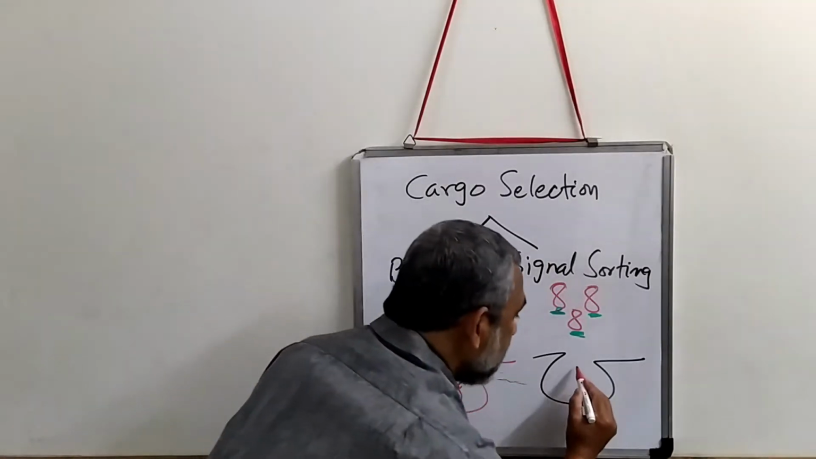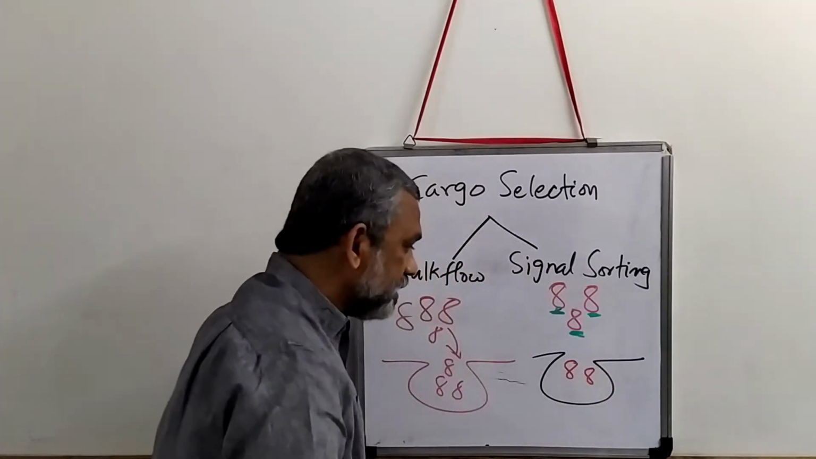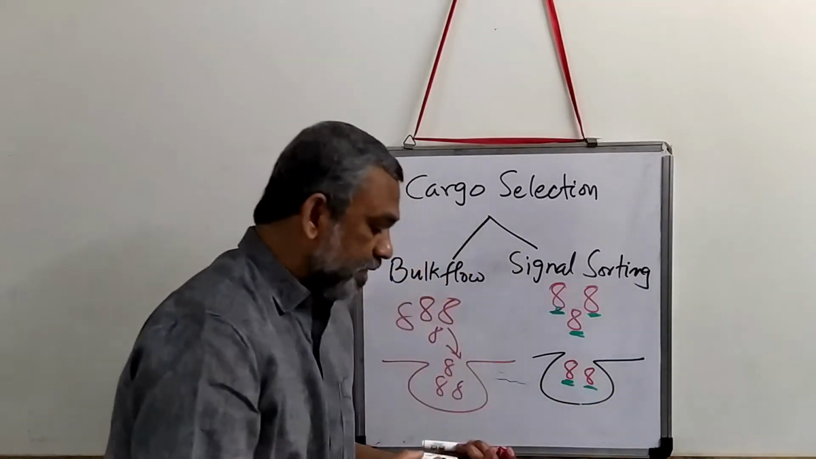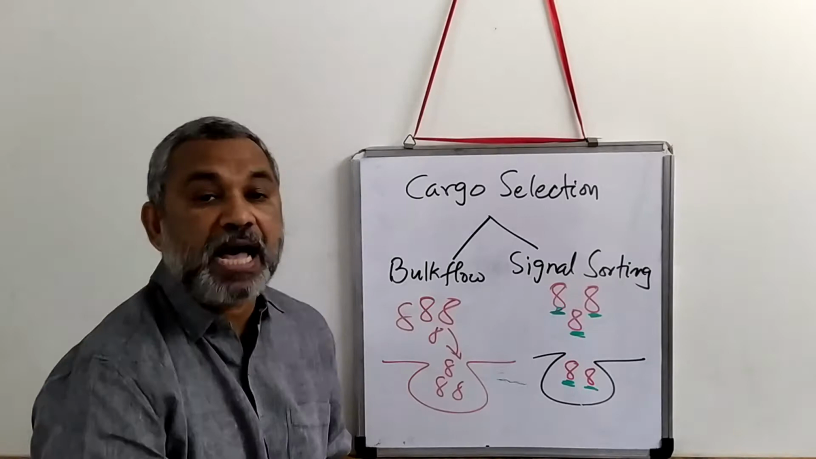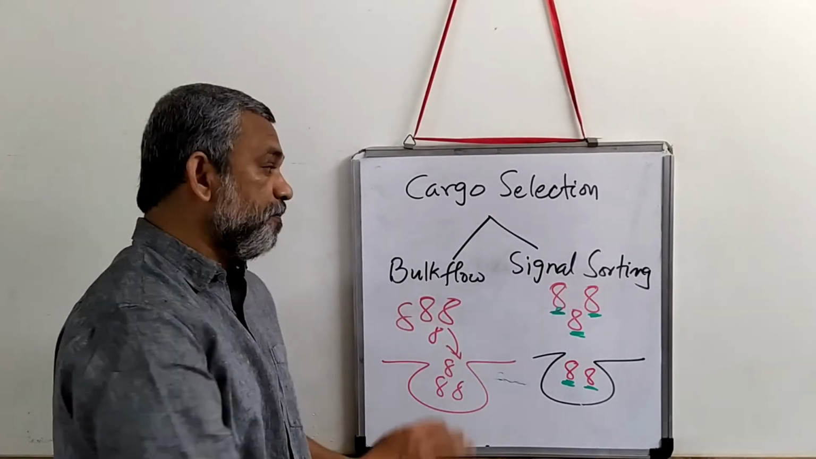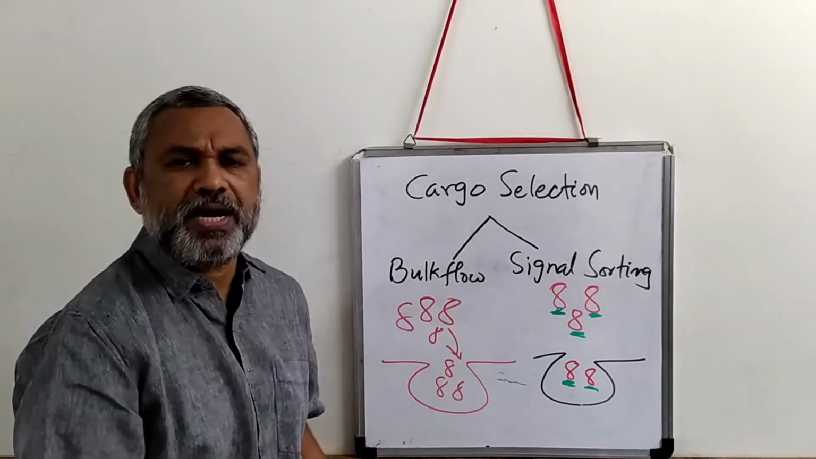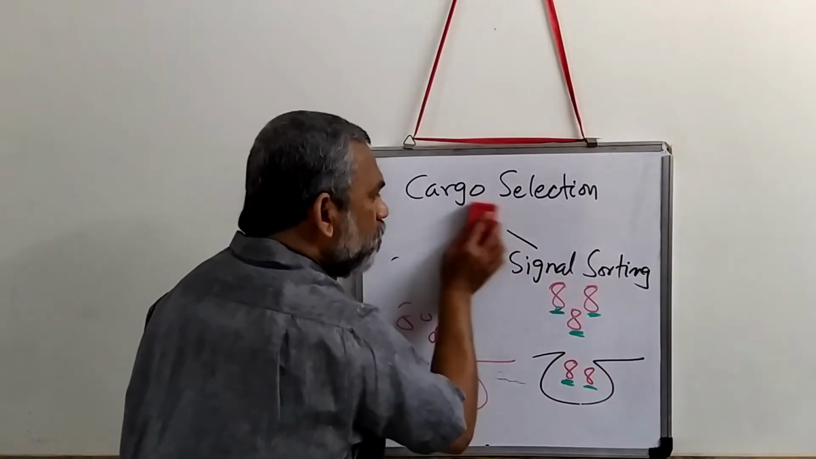So therefore, you can see that here is a protein that is selected based on the signal. It is based on the signal it is selected. So these are the two ways by which cargo is selected. Let us look at the signals also.